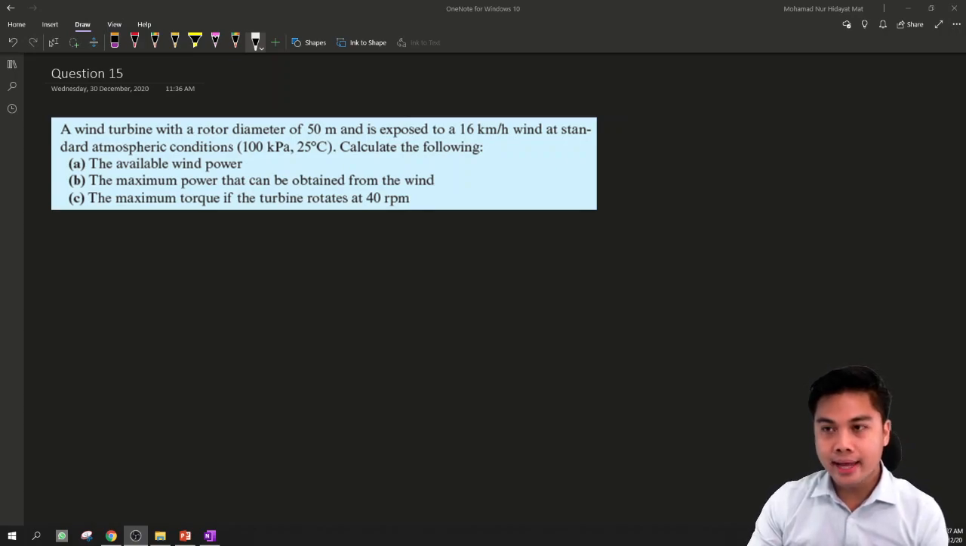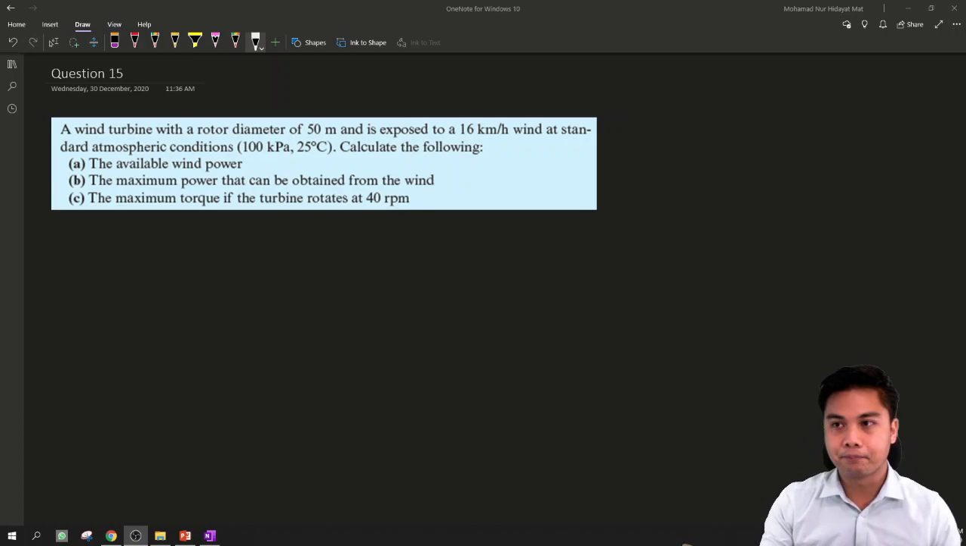A wind turbine with a rotor diameter of 50 meters is exposed to a 60 kilometer per hour wind at standard atmospheric conditions, 100 kilopascal and 25 degrees Celsius. Calculate the following: A. Available wind power. B. Maximum power that can be obtained from the wind. And C. Maximum torque if the turbine rotates at 40 rpm.